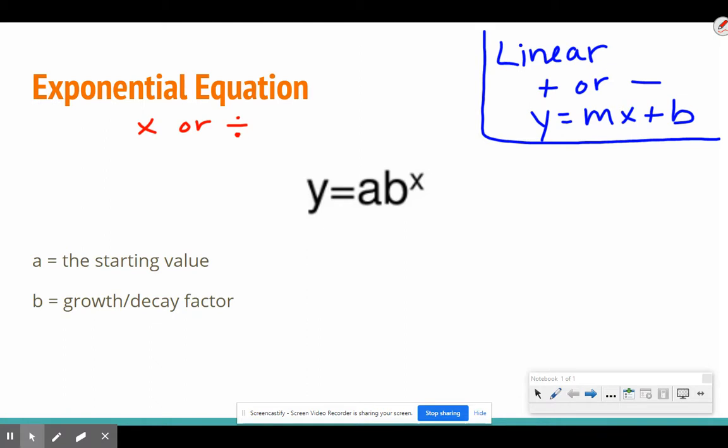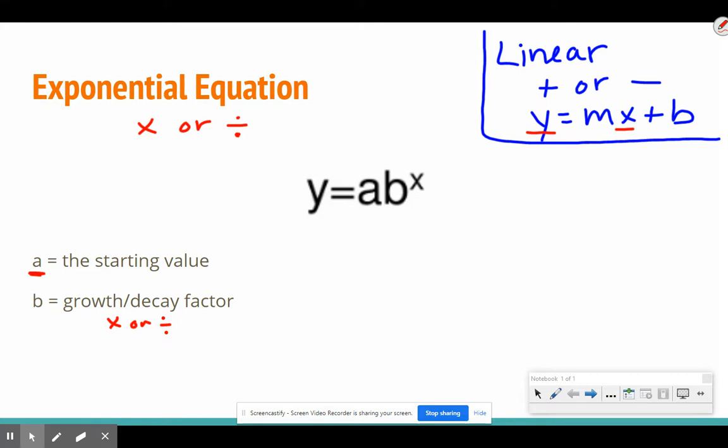Obviously, nothing's going to go in for y and nothing's going to go in for x. Just like our linear equation, we always left y and x alone. A is the starting value. Okay, so let's say we start with 10 minutes of study time, or we start with 5 rabbits. Okay, so A is the starting value, and B is the growth or the decay factor. So what we're multiplying or dividing by.